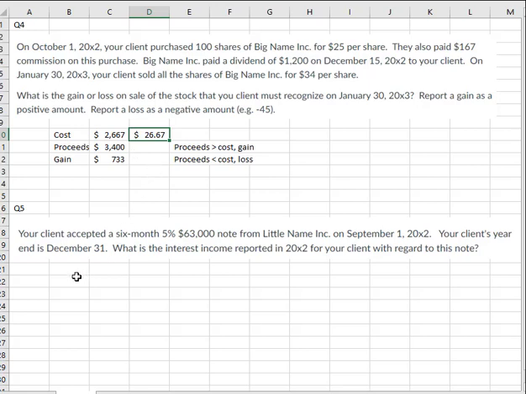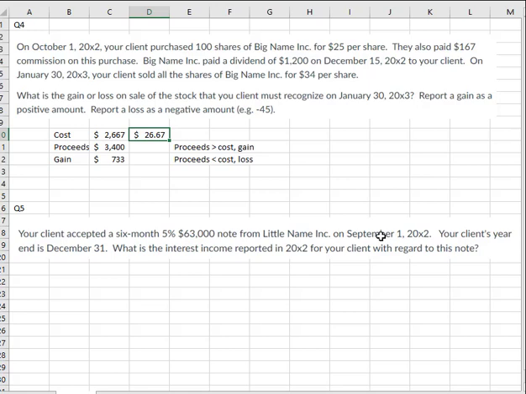So let's look at the second one. Your client accepted a 6-month, 5%, $63,000 note. So that means that your client made a loan to Little Name on September 1st, and there's a year-end December 31st. Okay, so 6 months, if you made the loan September 1st, you're going to cross a year-end line. It's not going to be repaid until the next year.